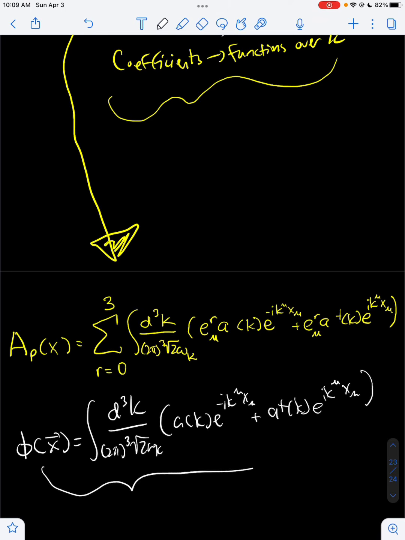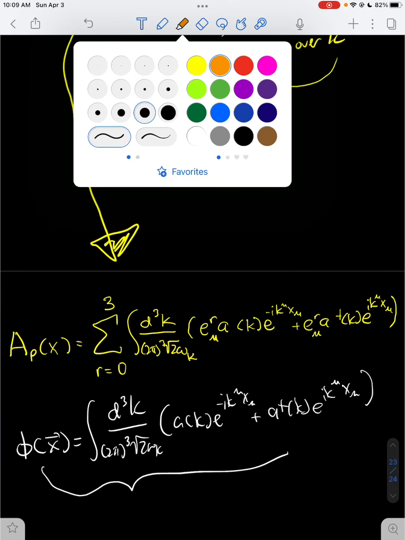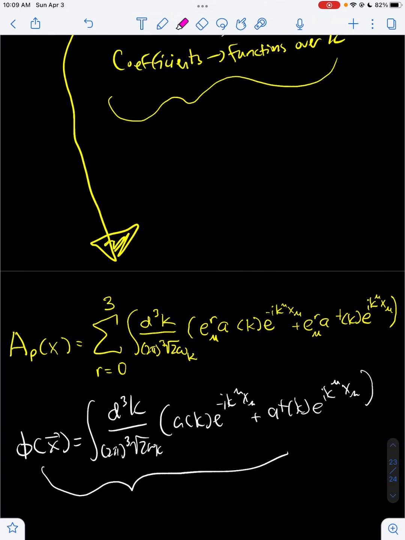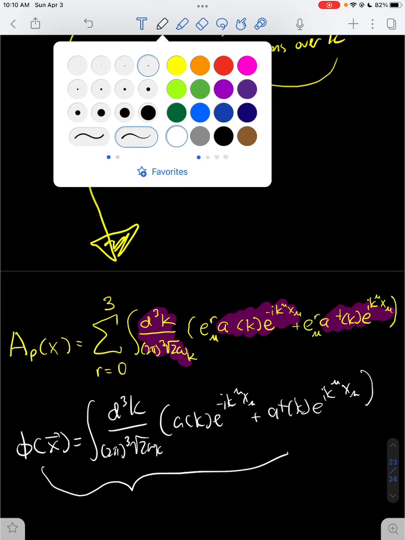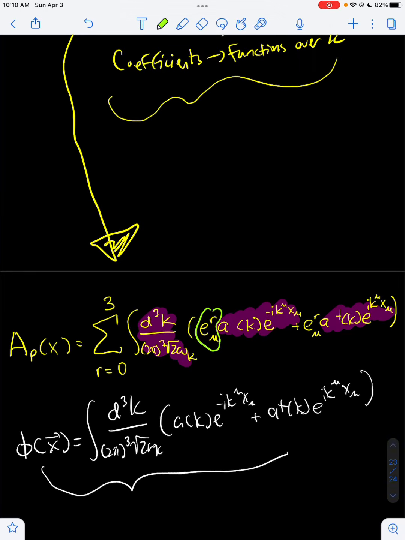So this is the solution to the Klein-Gordon equation. We can actually see that solution almost hidden in plain sight in the solution to the Proca equation. What's different is that we also have these polarization vectors, and that accounts for our internal vector structure of the Proca equation. So that is the most general solution to the Proca equation.